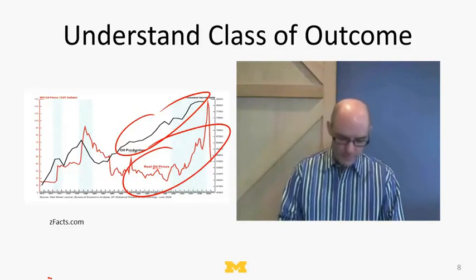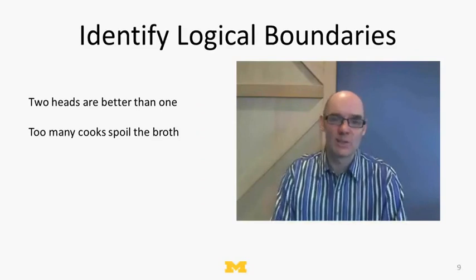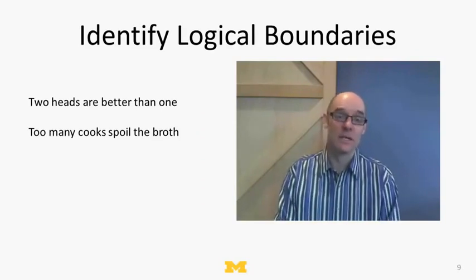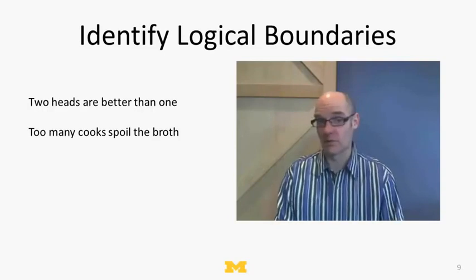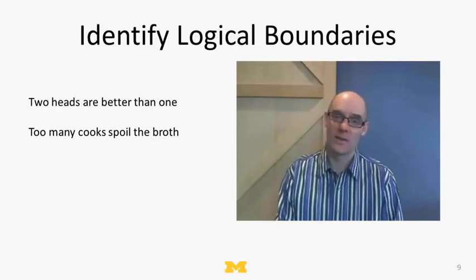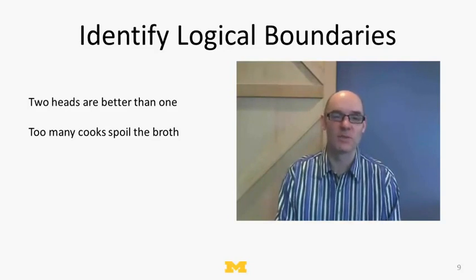Okay. Next, identify logical boundaries. This is one of my favorites. There's a website called Opposite Proverbs. And on this website, you see statements like these. Two heads are better than one, and that's certainly true. Often it's the case that two heads are better than one. And too many cooks spoil the broth, and that's often true as well, right? It is true that too many cooks do spoil the broth.